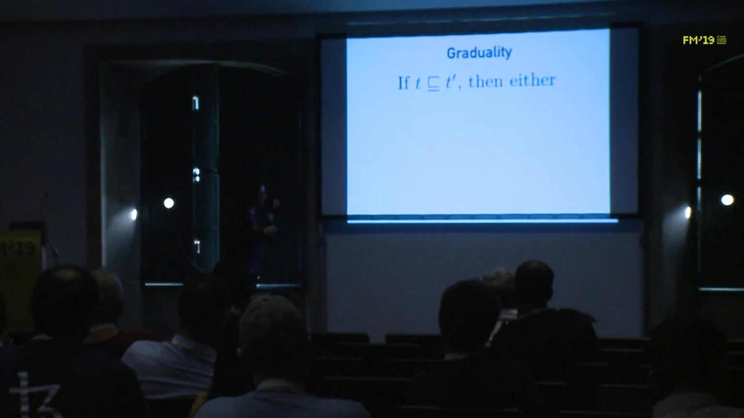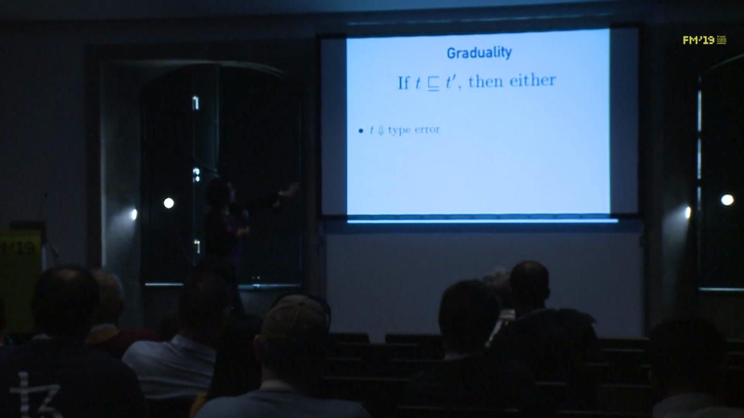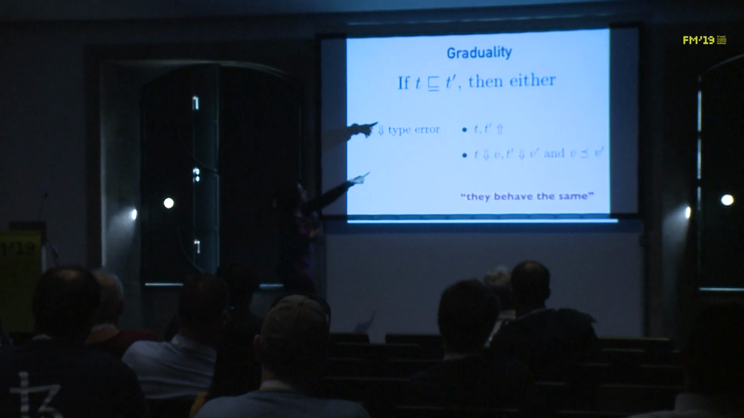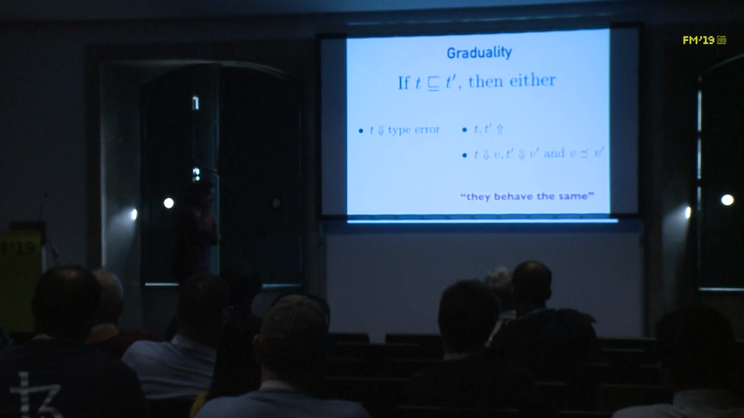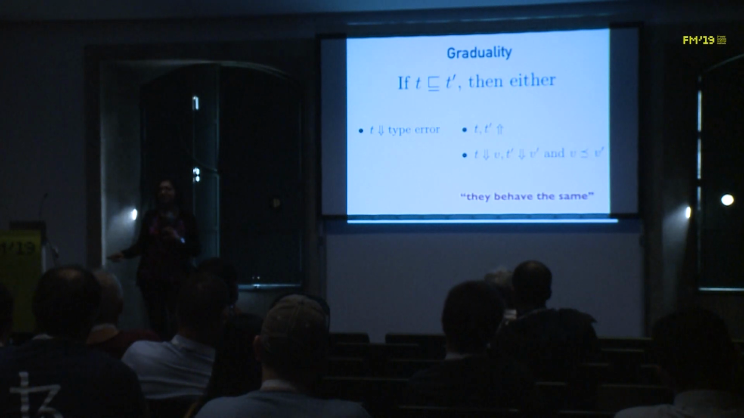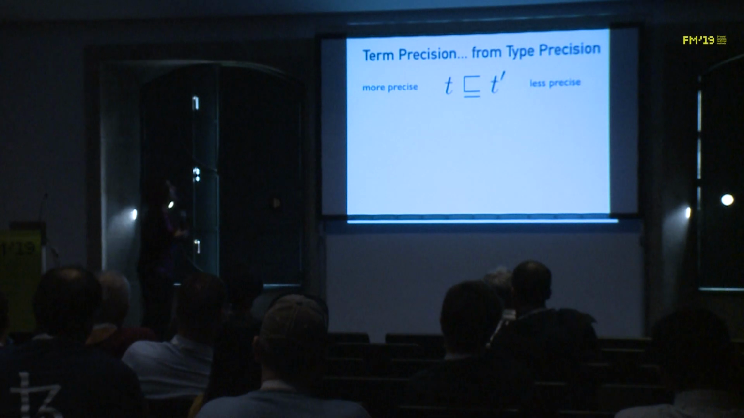Okay. So then the gradual guarantee, or the graduality property, says that if t is more precise than t prime, then, as I've already said, either t produces a type error, or they will both diverge or both converge and produce related values. In other words, they behave the same. The graduality property is very nice because it gives you predictable behavior as you change the types. It's not that you change the type and suddenly something that was producing a 5 produces a 4, right? That would be very bad. All you get is more type errors as you make the types more precise. So from a programming perspective, it's a nice property to have.